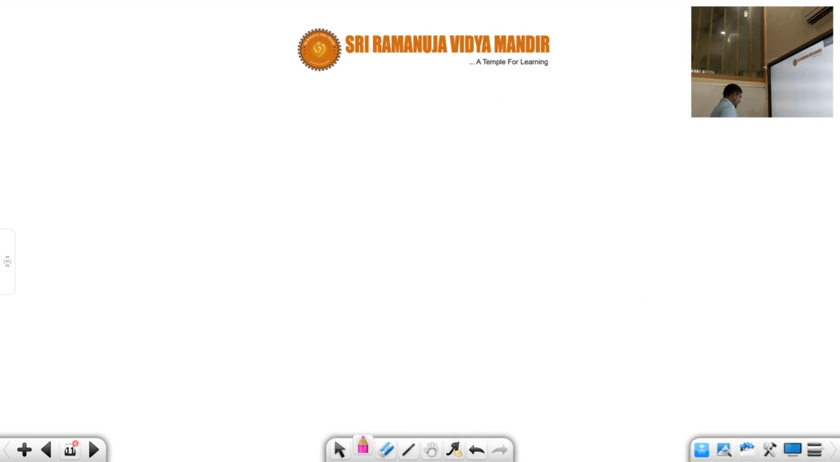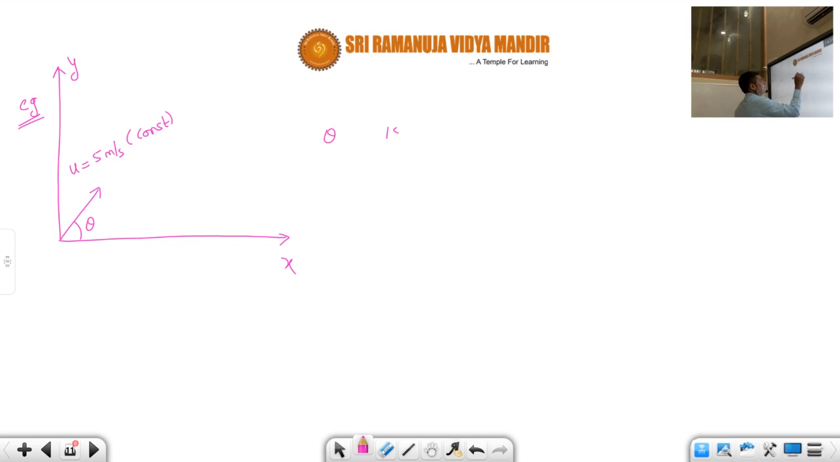Suppose, for example, let us take one simple example where all three quantities will be taken. Suppose this is the x-axis and this is the y-axis. I projected a ball with some velocity u equal to 5 meters per second, which I kept constant, and this theta is a variable. Students, theta is the variable. Let us say I am varying theta from 15 degrees, next 30 degrees, then 45 degrees, then 60 degrees, and then 75 degrees. I am varying theta like this. Now tell me, time of flight.